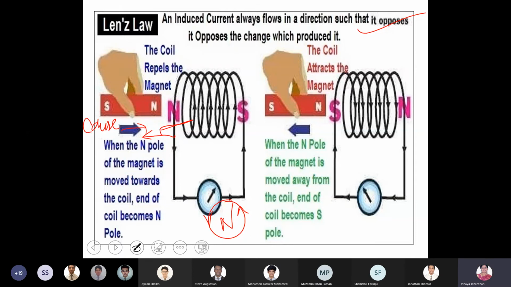Complete this statement. I'll solve a numerical, then we'll go for the next one. Have a rough diagram, just because you should know what is happening. So this will be the cause. Just write the cause: the north pole is moving away.